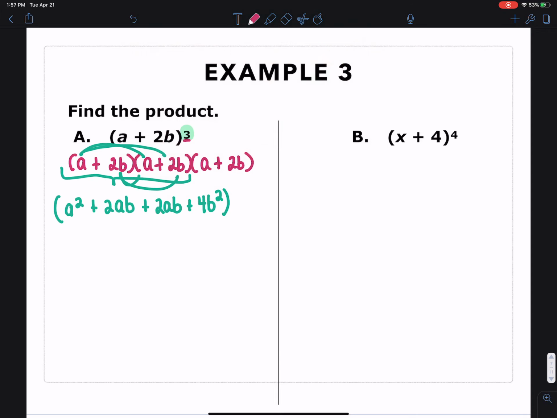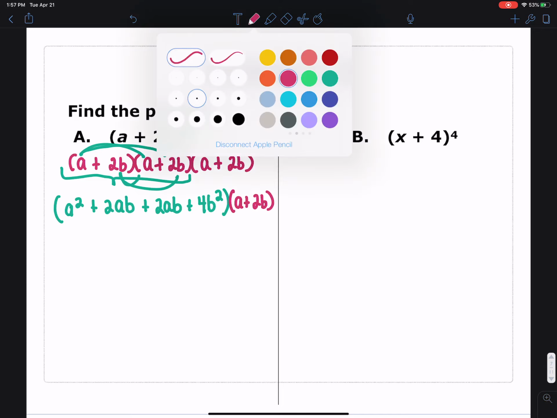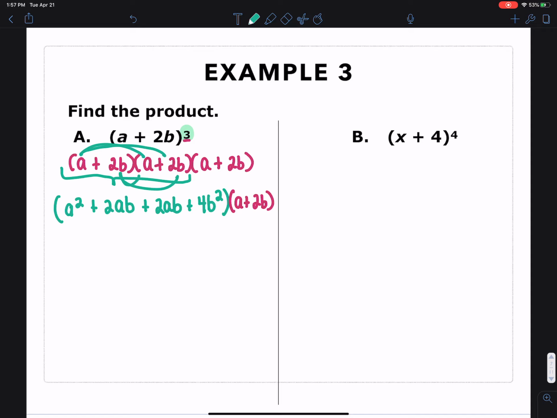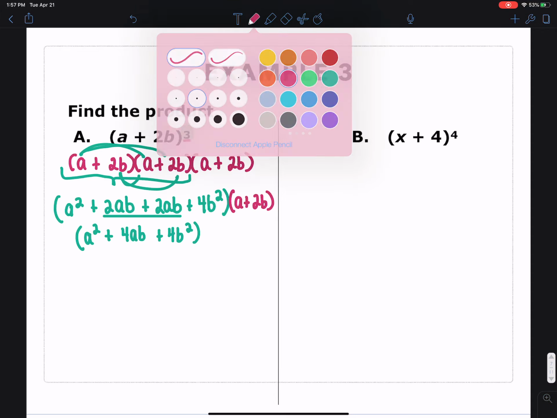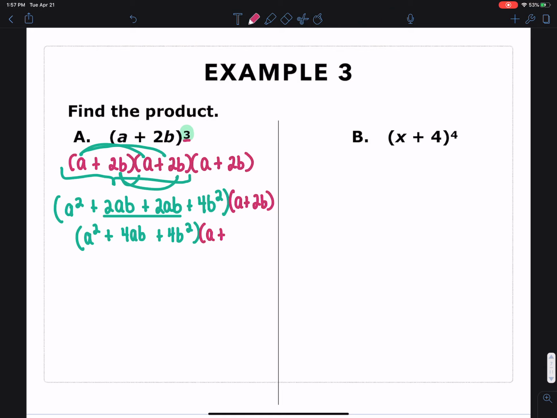But we can still simplify that before we multiply again. And it's going to make it a little bit easier if we simplify it first, because we'll have one whole term less to multiply through. So 2ab plus 2ab is going to give us 4ab. And then we have to multiply this by a plus 2b. So again, you can distribute if you want to.